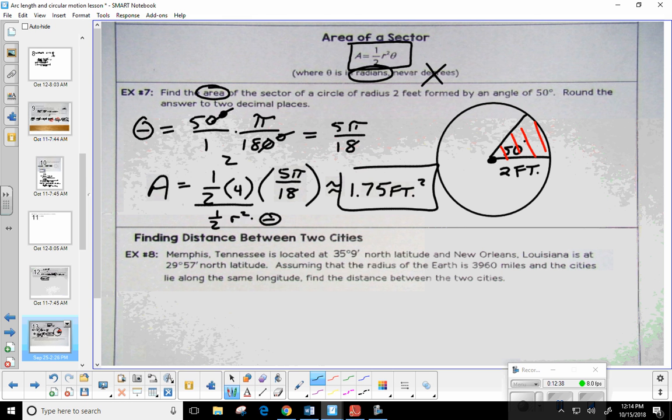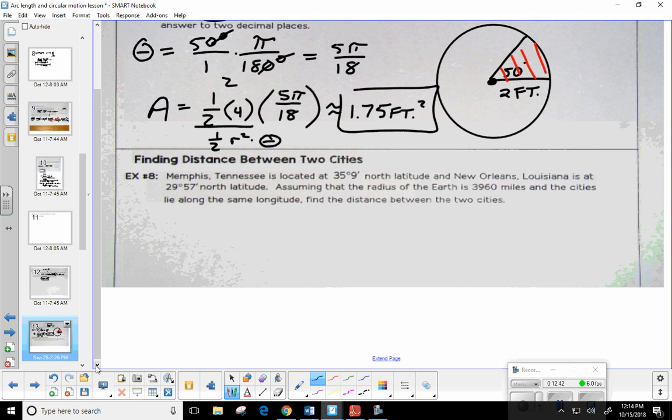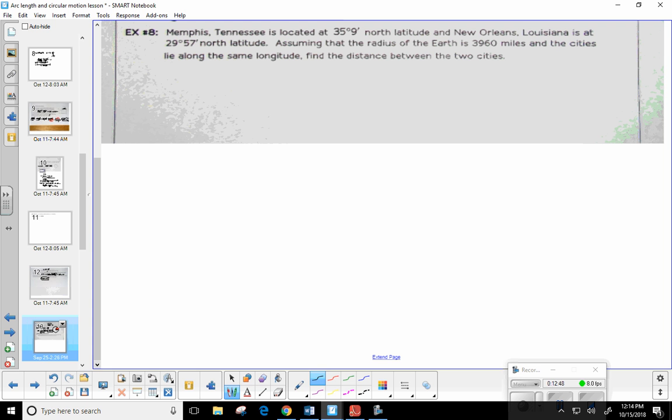Now, that's the only area of a sector problem that we have. The rest of these are kind of going back and revisiting arc length. Okay, so let's take a look at this problem. Memphis, Tennessee is located at 35 degrees 9 minutes north latitude, and New Orleans, Louisiana is at 29 degrees 57 minutes north latitude. Assuming that the radius of the Earth is 3,960 miles and the cities lie along the same longitude, find the distance between the two cities.